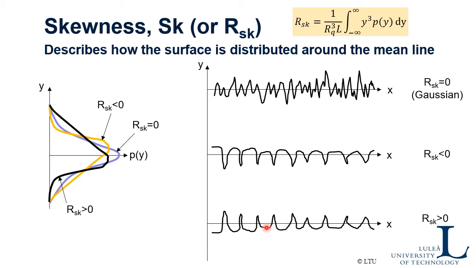A positively skewed profile is, again, think about the bathroom rug. It's normally not a good tribological surface, at least if you want to have a low wear or friction. It could be low friction in some cases, but I'll come back to that in some of the videos.